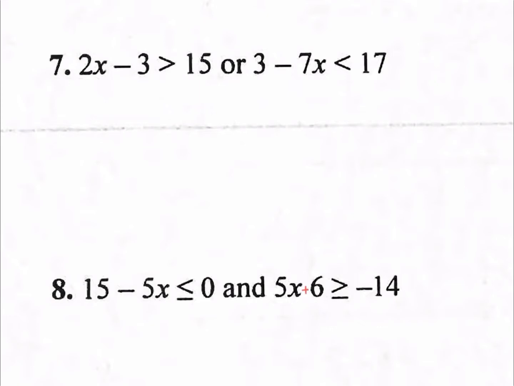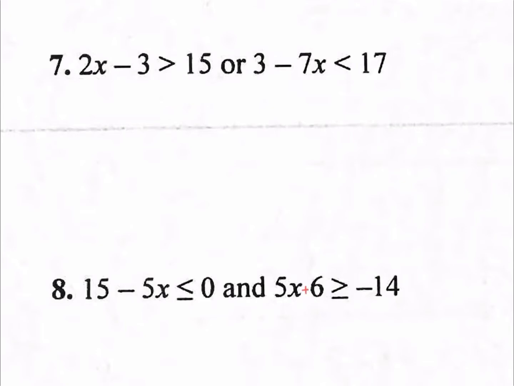I specifically skipped them because these were special cases. As you could see, the first one has the word or in it, and the second one has the word and in it. Not only that, there was a typo right here on the second one. It should say 5x plus 6. There was no sign there. Please make sure you put a plus when you copy it down. And this is our homework for tonight.